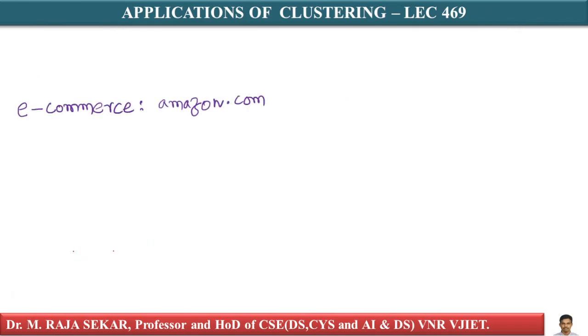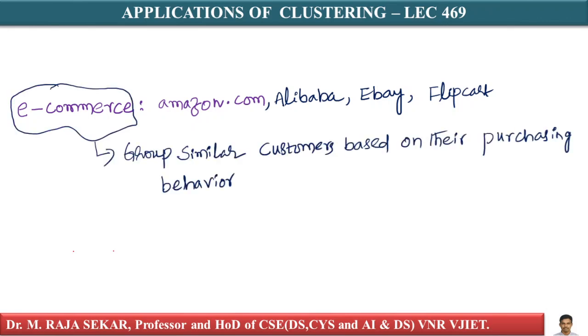Let's take e-commerce websites like Amazon.com in India, also in the US. You have Alibaba in China, eBay, and Flipkart, which is very popular and competitive to Amazon in India. You have a lot of e-commerce companies. One of the things a typical machine learning engineer in an e-commerce company would apply a clustering tool to is a problem of grouping. The task could be to group similar customers based on their purchase behavior.